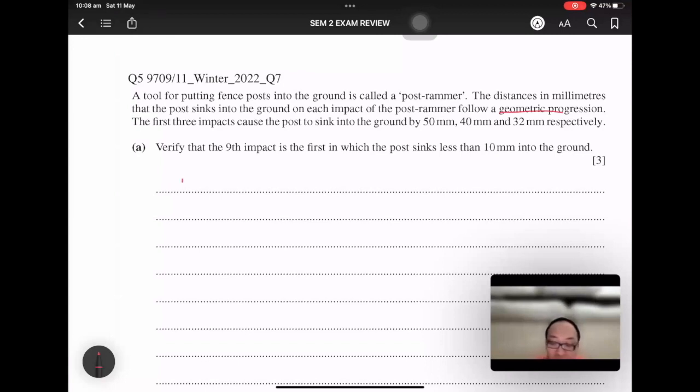So we can find the r. r is 40, the second term, divided by 50, equals 4/5. And the first term is 50, so we can find u9 is ar^(9-1), which is 50 times (4/5) to the power of 8. It is 8.39 millimeters. So this is less than 10.